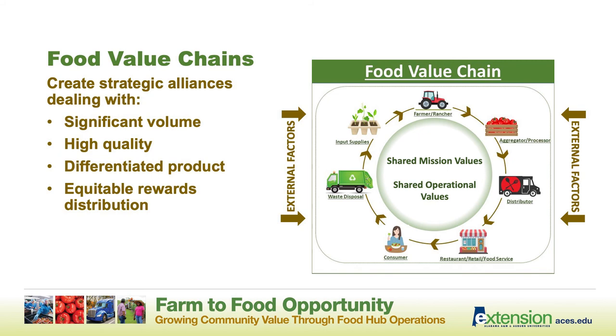Volume, quality, and differentiation are critical to establishing a food value chain. Product differentiation occurs when a set of meaningful differences are defined that make your product different from a competitor's. A product can be differentiated based on quality, production methods, or place of origin. We will look at this idea more later in this module.